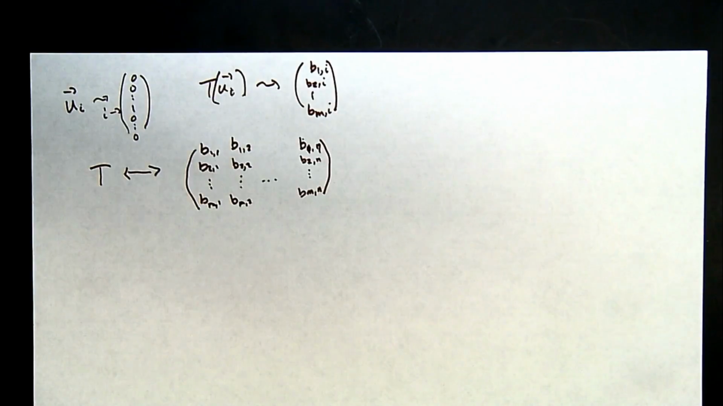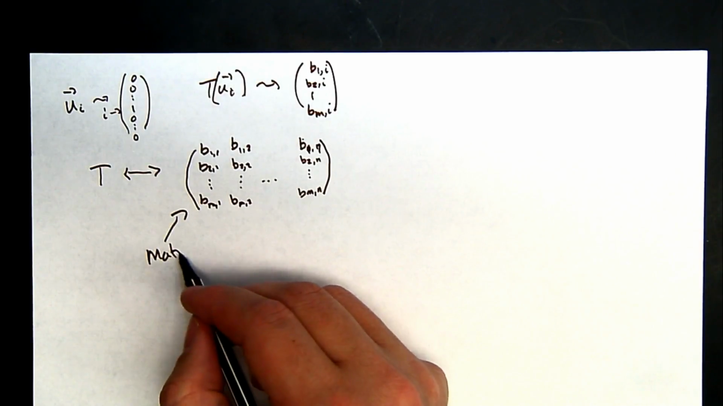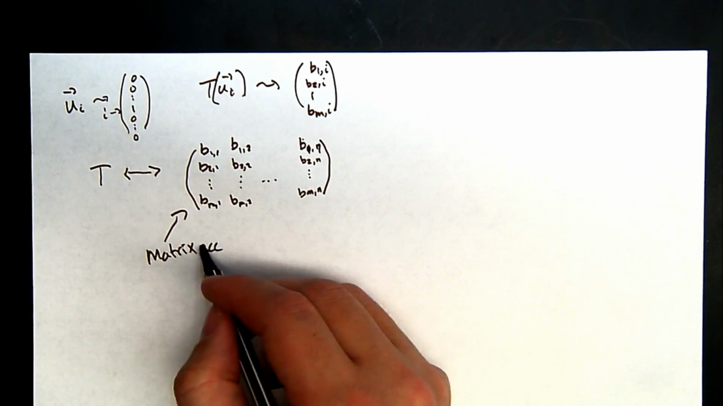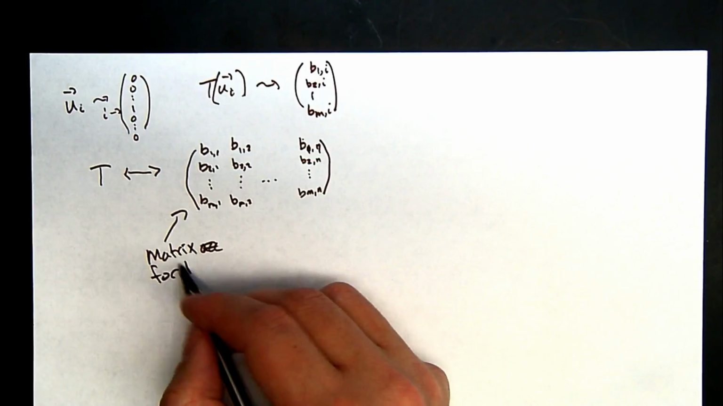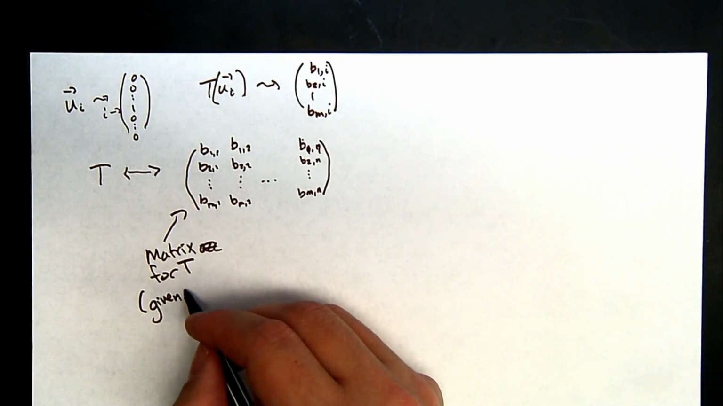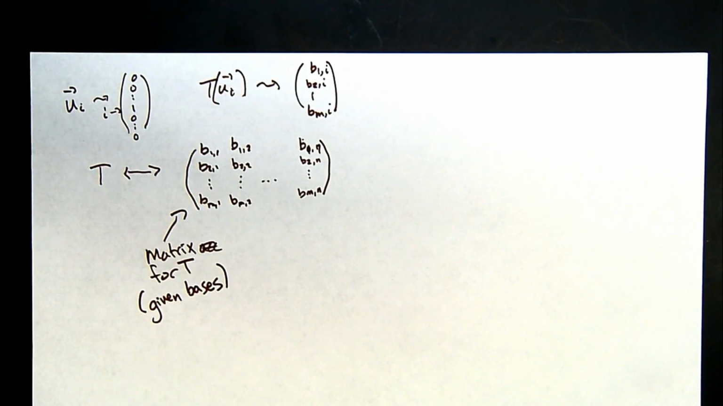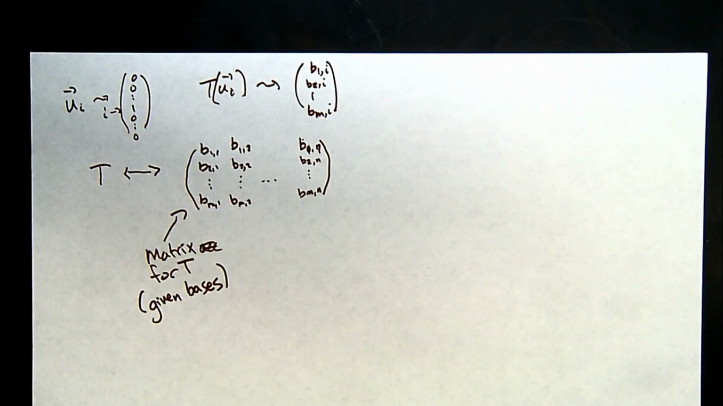And now what is this array? Well, I'm storing what's happening to each of the basis vectors. And if I know what happens to each basis vector, then I understand the transformation. So in essence, I have completely stored the transformation inside this array of numbers. And this array of numbers is what we call the matrix. This is the matrix corresponding to T, and then in parentheses, we'll put given our bases.